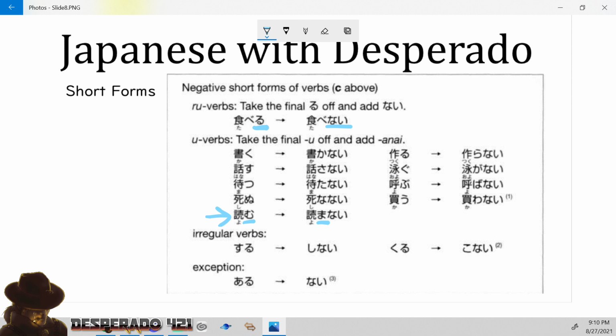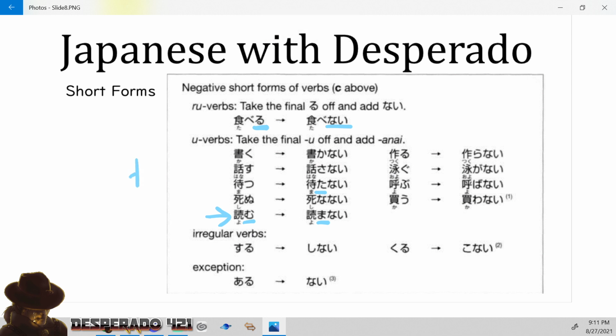So kaku becomes... One more time? You said kaku, didn't you? Yes. Kakanai. Very good. And then the next one, hanasu becomes... Hanasanai. Very good. And then we have matsu becomes... Matanai.